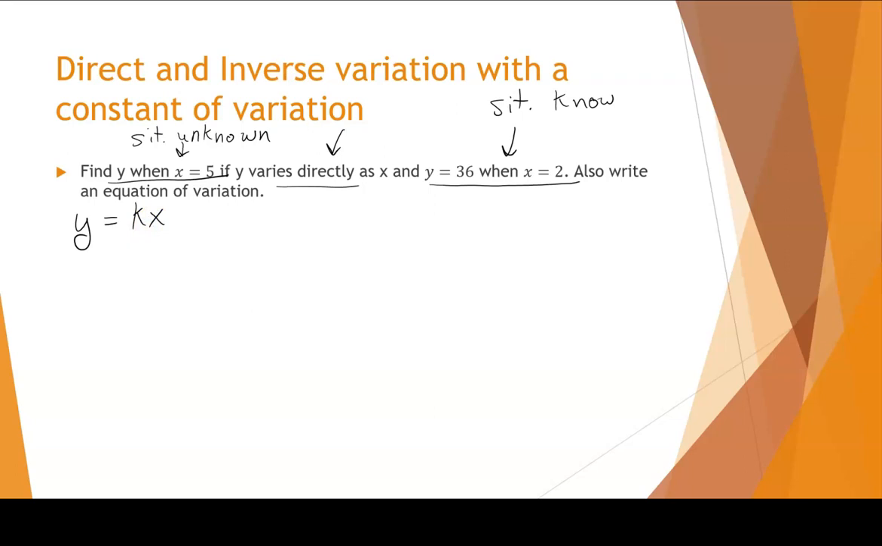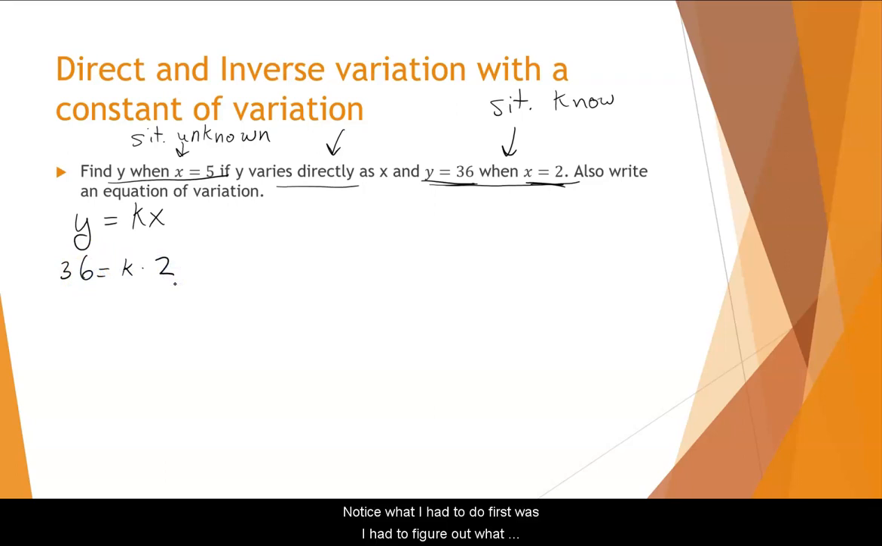The first thing is that these are x and y values, but they don't directly tell us the k. What we're going to have to do is plug in the information that we do know in order to find the constant of proportionality. So since y equals 36 when x equals 2, this becomes 36 equals k times 2.